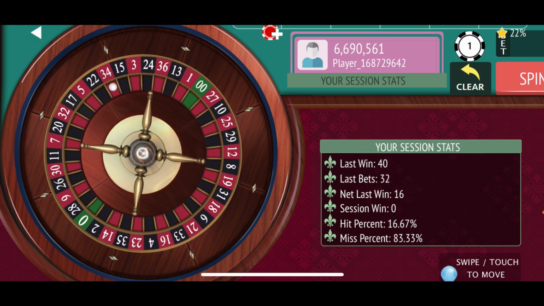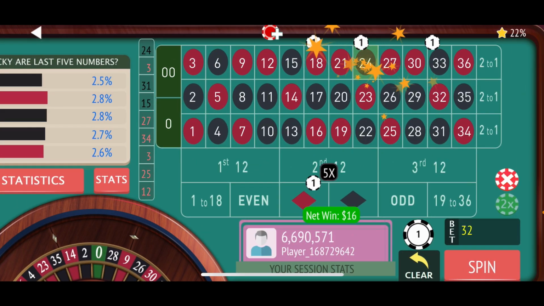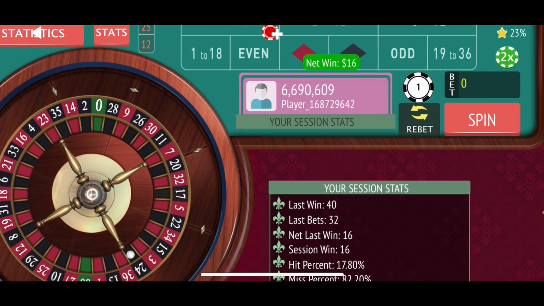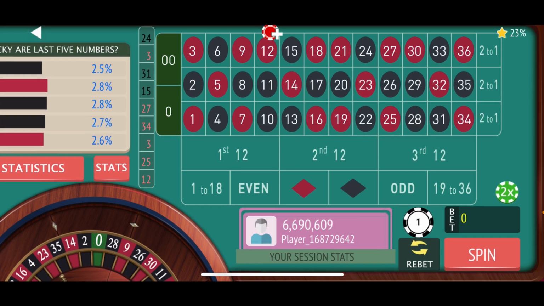3-0, trying to get to 4. And we got it. 4 in a row. That's a sweep. That's a clean sweep. We are in new session profit. I know it's only $16.